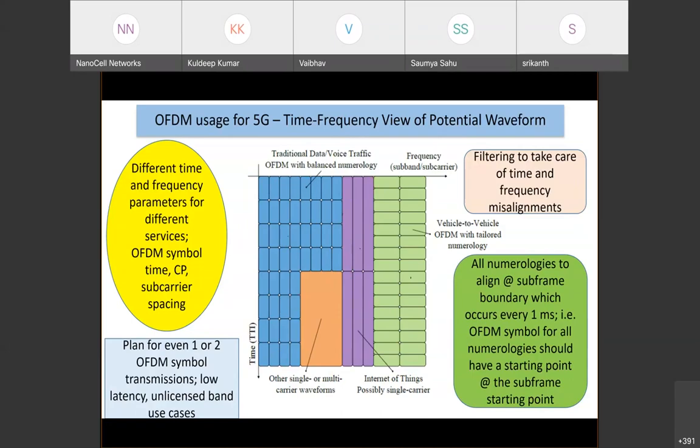Do we expect to see this kind of sharing in real life in the near future? Very unlikely, but we want to be forward compatible. We don't want to be caught napping when we have to do all these things in the same band at some time. So definitely all this idea of flexible numerology is also to prepare us for future eventuality as well.